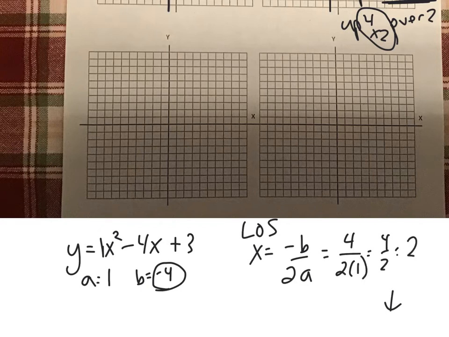So my line of symmetry is on this line, so I'm going to use a different color. I'm going to use blue. How's that sound? The line of symmetry is that blue. That's pretty. All right.